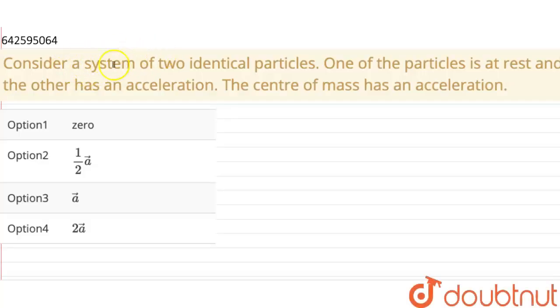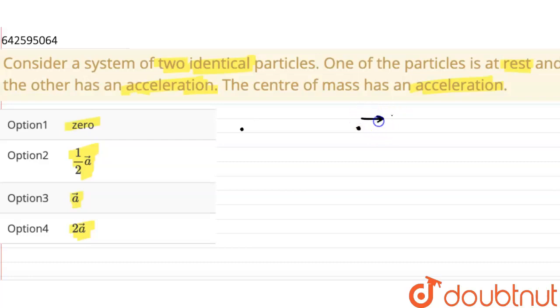Hello everyone. So the question is, consider a system of two identical particles. One of the particles is at rest and the other has an acceleration. The center of mass has an acceleration: option 1, 0; option 2, half of the acceleration of the particle accelerating; option 3, same as the acceleration of the particle accelerating; and option 4, twice the acceleration of the particle accelerating.